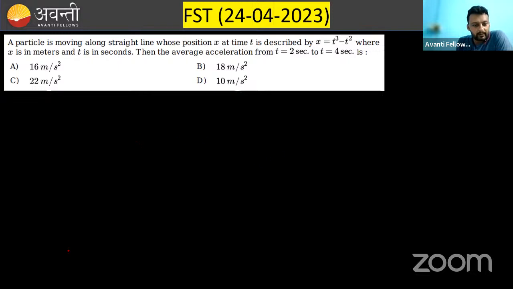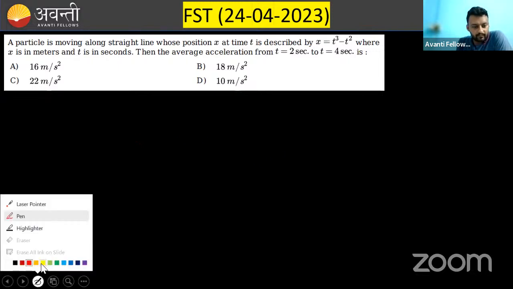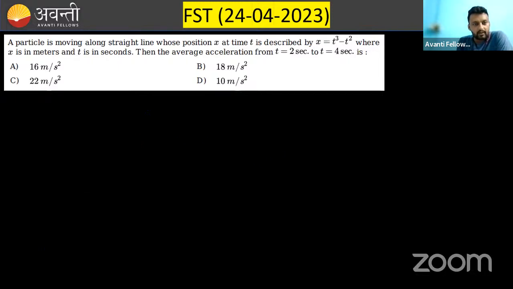A particle is moving along a straight line whose position is given as x equals t cube minus t square. Now, they are asking for the average acceleration. First of all, you should know what average acceleration is.